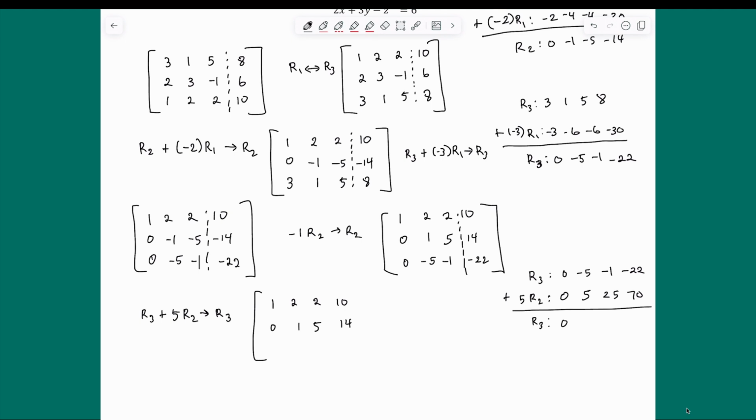Okay, and then we add this to get a new row 3. So 0 and 0, 0. Negative 5 and 5 is 0. That's good. Negative 1 and 25 is 24. Negative 22 and 70, adding those up gives us 48. So our third row becomes 0, 0, 24, 48.